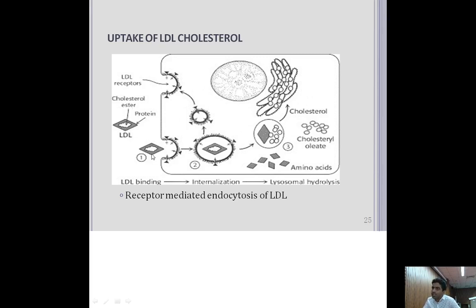So this LDL will be taken up in this clathrin coated pit, which is the receptor, and this whole clathrin coated pit plus the LDL which contains the cholesterol will get endocytosed, which is known as internalization, and then it will be broken down. The cholesterol which is released will be utilized for formation of different molecules in the cell, and this clathrin coated pit will go into the lysosome and get degraded. So: LDL binding, internalization, lysosomal hydrolysis.